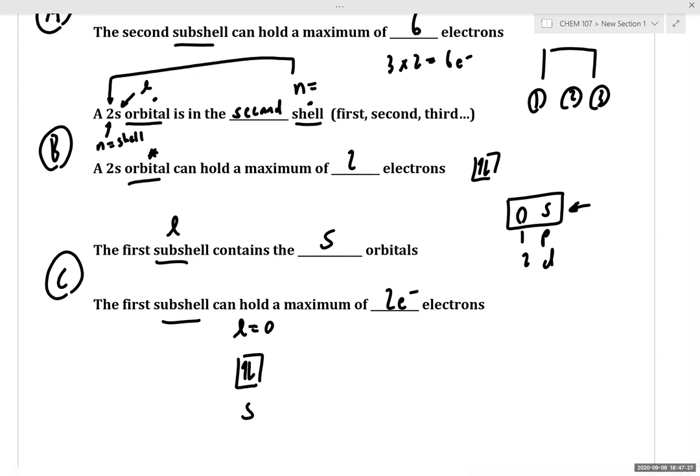Do these examples make sense to everyone so far? Any questions on these examples so far? So we'll stop here for today.